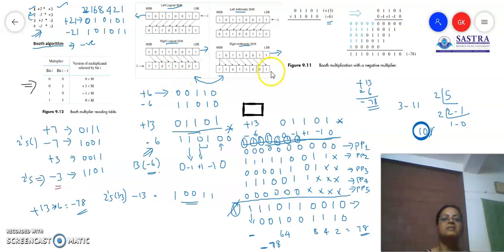So this completes the discussion of Booth implementation of negative multipliers. In the next session, we will discuss how this Booth algorithm works and how it could be implemented, what the hardware details are, everything we will discuss in the next session.